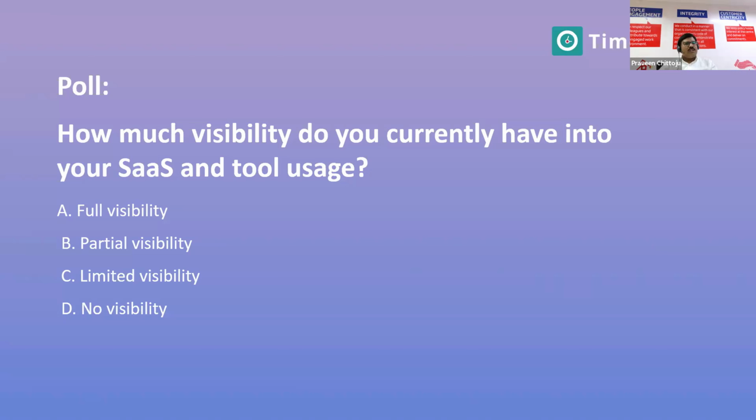How much visibility do you currently have into your SaaS and tool usage? A. Full visibility. B. Partial visibility. C. Limited visibility. D. No visibility.